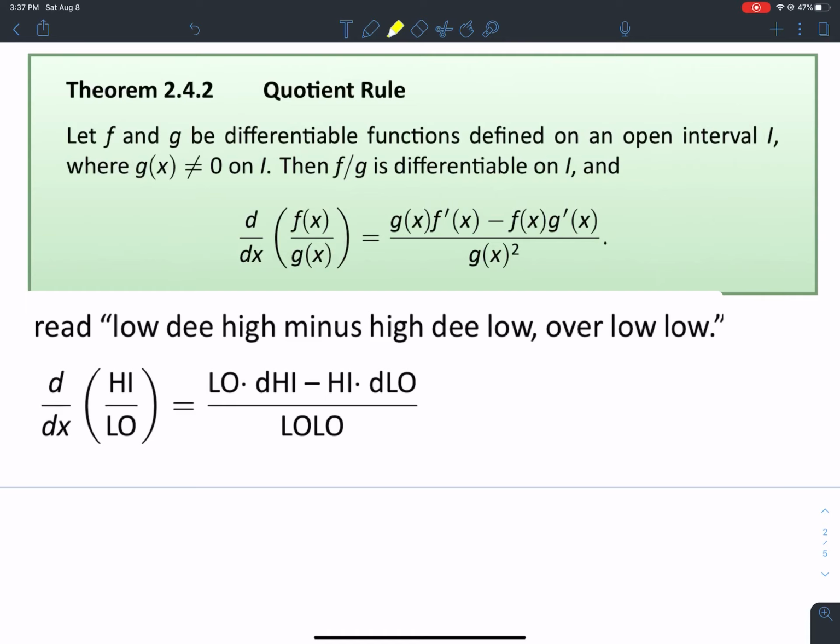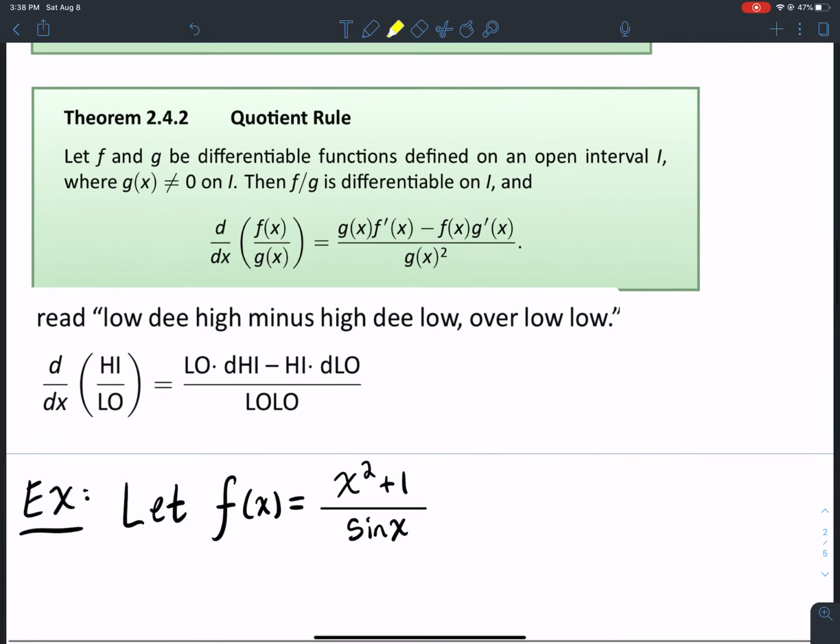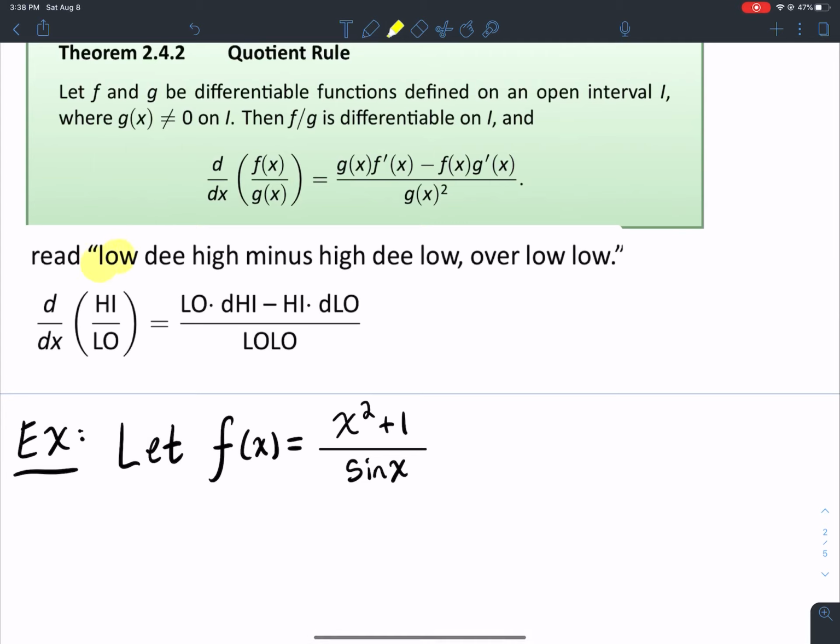Okay, so that's fine. Low low is the denominator squared, right? So it's low d high minus high d low all over low squared. So let's try it out with a problem. It's so goofy that it'll make you remember it, okay? Low d high minus high d low all over low low. So what's my low, what's my high? My high is x squared plus 1. My low is sine of x.